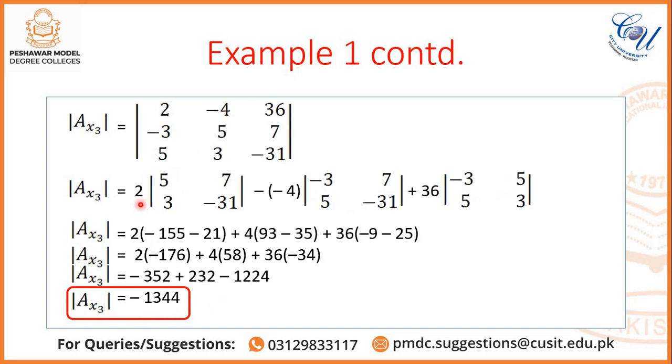In the same way, we have written the A for x3 determinant. We just replace the coefficients of the x3 variable with constants over here. Now again expanding it along row 1, we get 2 times the determinant of 5, 7, 3, minus 31, minus 4 into the determinant of this plus 36 times the determinant of this. Upon simplification, we get A for x3 determinant is equal to minus 1344.